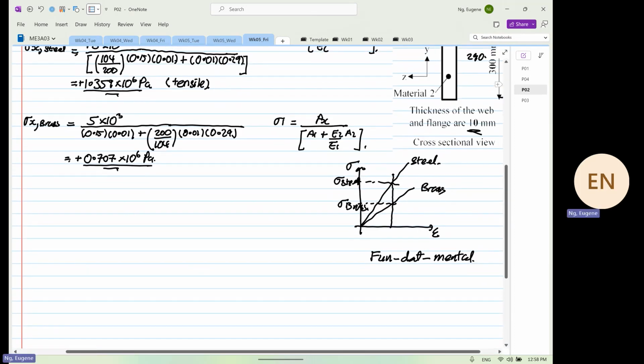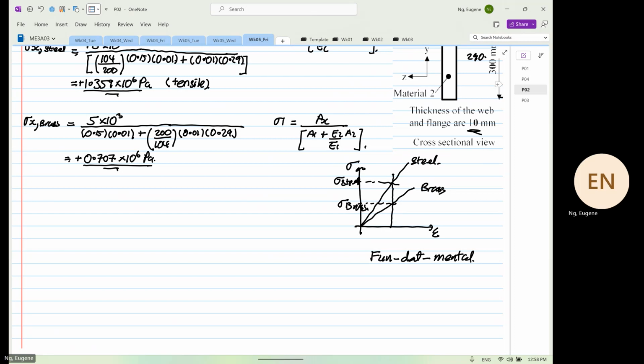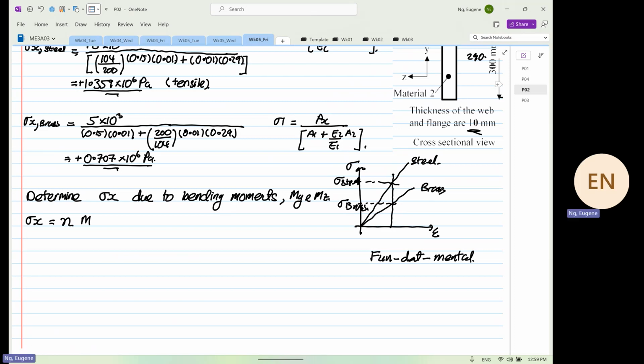Right. So now this is the easy part. This is purely plugging in formulas. Next, we have to determine stress σx due to your bending moments about My and Mz. So to write out the general formula due to bending moment, you have stress σx is equal to n My over Iyy multiplied by z.